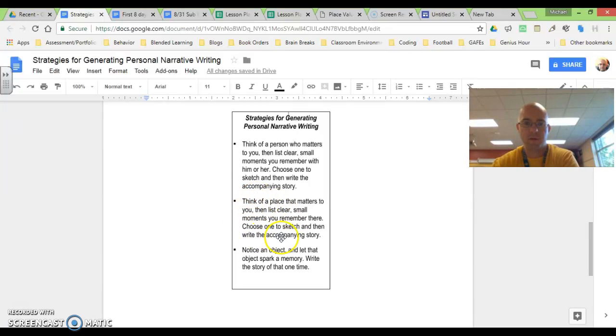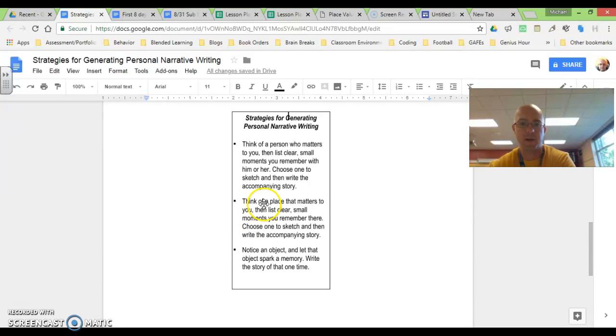So once you have done this step right here, you've listed the small moments, you've done the sketch, you've written the story, then you can think about an object that would spark a memory. So for me, on my desk, I have a picture of my wife and I when we got married, so I would look at that object and I would write about that night. Maybe it's an object at home you have. You could use that to write a story. Maybe it's some award you won or something like that.